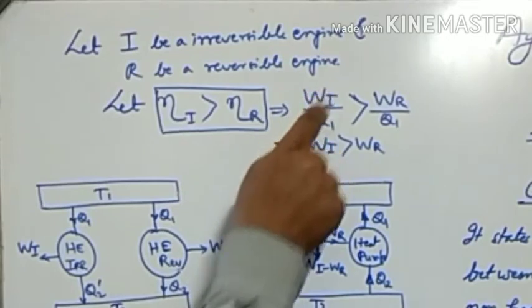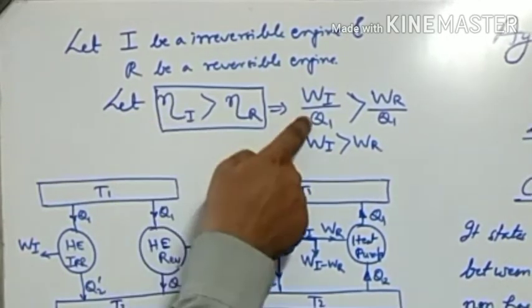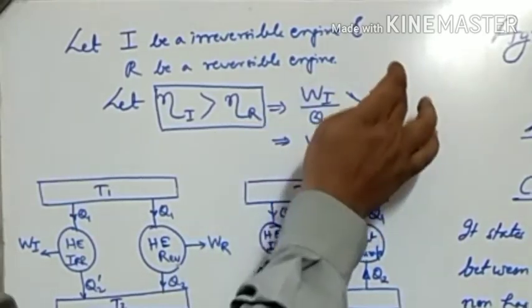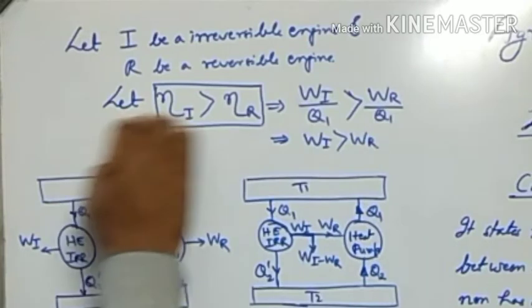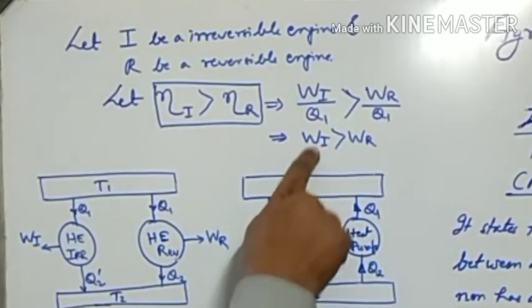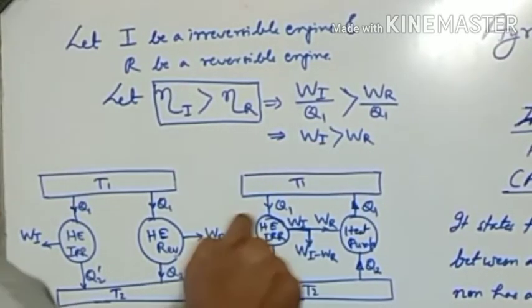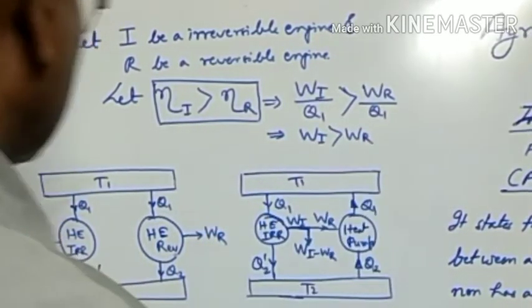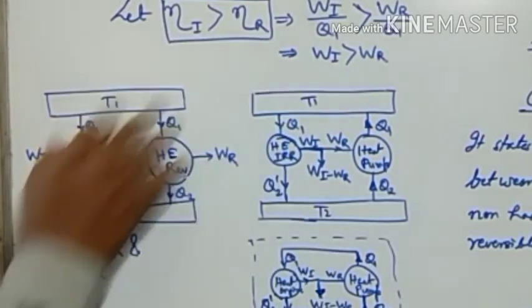So Wi upon Q1, that is the efficiency of the irreversible engine, will be more than the efficiency of the reversible engine, Wr upon Q1, as we had assumed. That means the work output from the irreversible engine will be more than the work output from the reversible engine for the same amount of heat supplied. So here let us consider how they are operating.